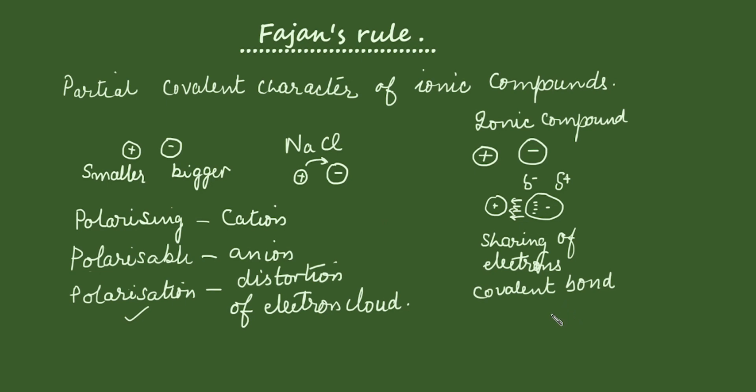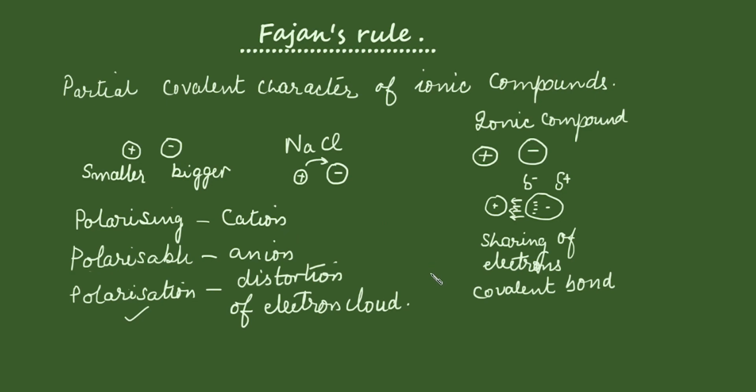Please note that this covalent character is due to the polarization of the electron cloud of the anion due to the cation. This is quite different from the reason for the ionic nature of covalent compounds. Please note the difference. In covalent compounds, it is the electronegativity of the anion which causes polarization of the whole molecule. One end of the molecule develops positive charge and the other end of the molecule develops negative charge.